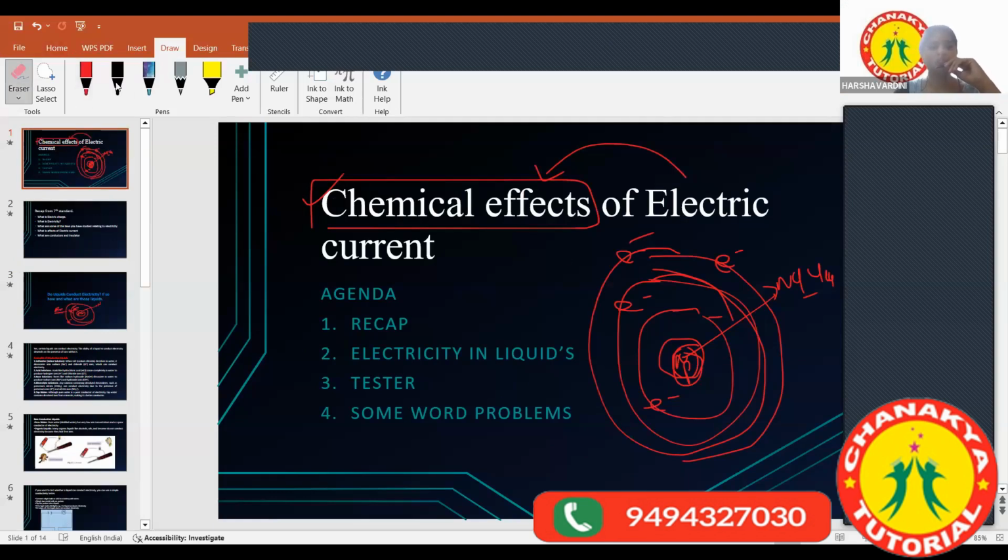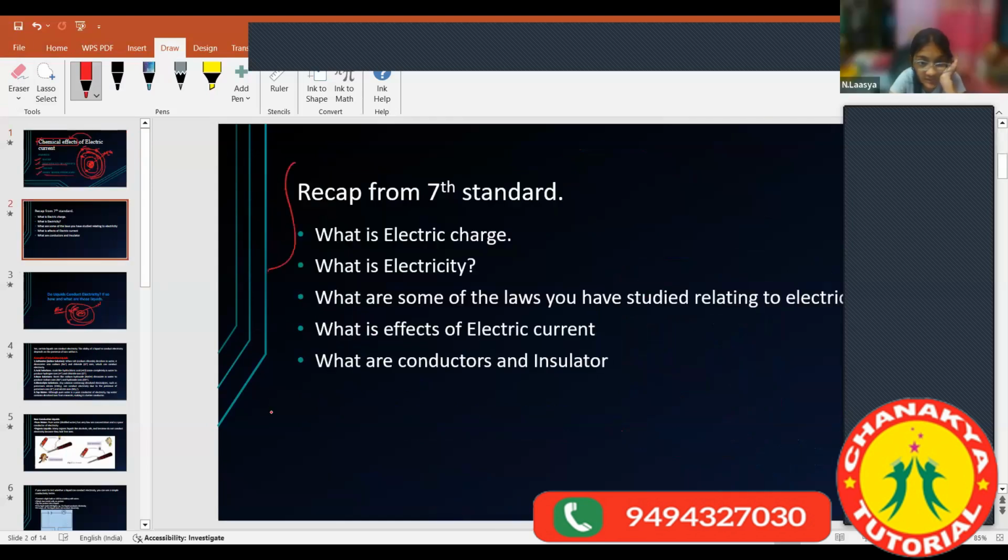Okay. So the agenda will be going like we'll have a recap session. Already we had a recap session. And then we will see electricity in liquids. And then we will see about testers. And we'll see some problems. You'll be solving some problems. Now, this is a recap session.